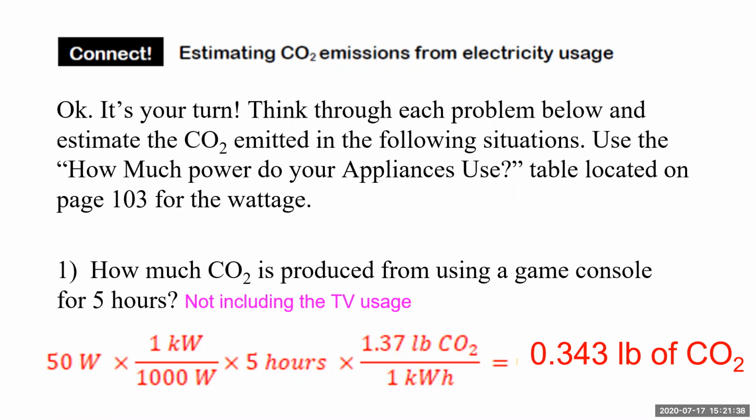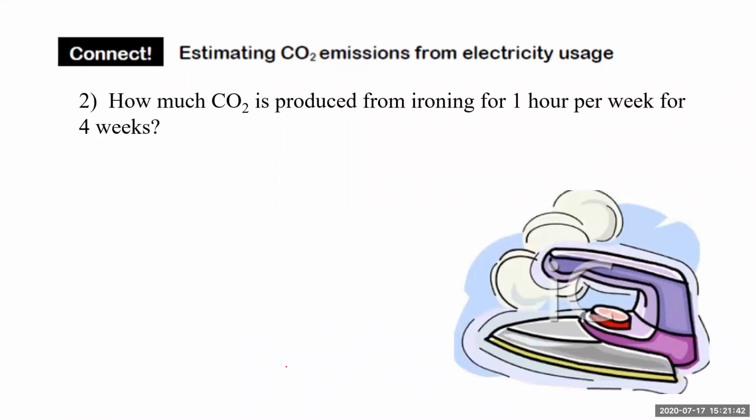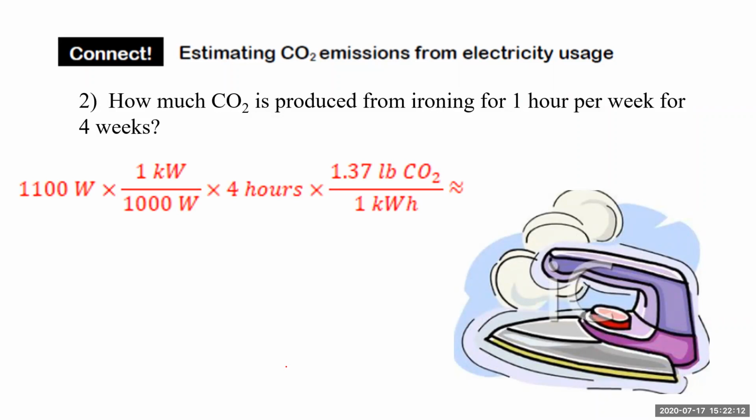Is that okay? Nice. Number 2, how much CO2 is produced from ironing for 1 hour per week for 4 weeks? So if you are still on page 181, are you able to locate the iron? Okay, so under cleaning, you have clothing iron, and that is 1,100 watts. You divide by 1,000 to change it to kilowatts. You multiply by how long you use the clothing iron for, and because you're looking at 4 weeks, you multiply by 4, and then you multiply by the national average of CO2 for electricity usage. And that gives you 6.0 pounds of CO2.